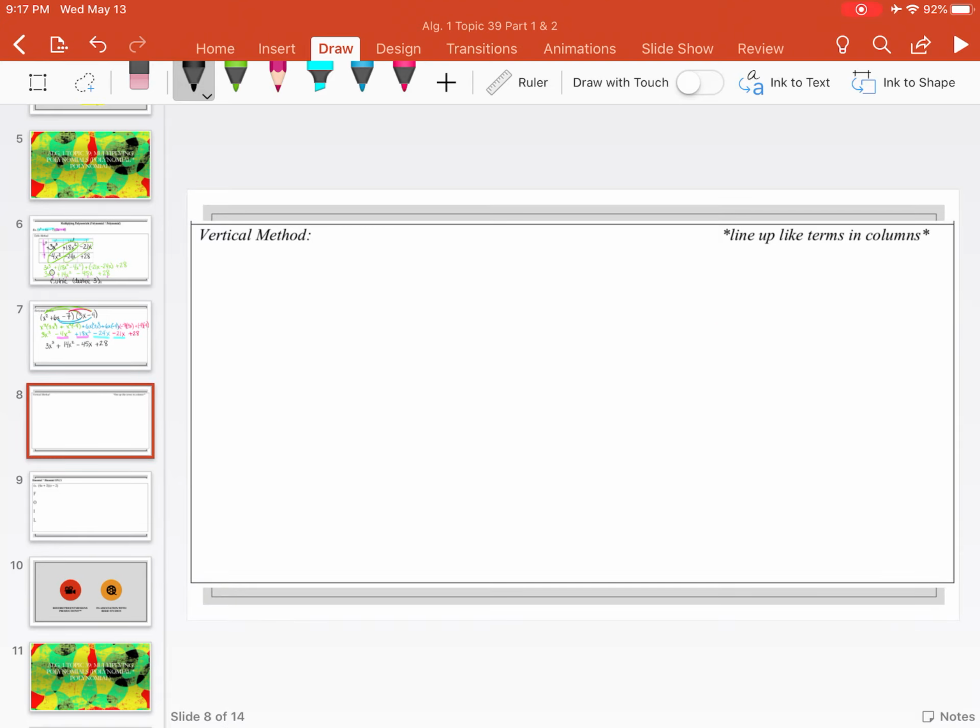Moving on, the last method is the vertical method. Think back to when you were in elementary school multiplying 3-digit, 4-digit numbers. That same process that you did back then, that's what we're going to use right here. First let's write down my 2 polynomials that I'm multiplying. X squared plus 6x minus 7. Now I'm going to line up the like terms in columns. I'm multiplying that by 3x, so I'm going to line it up under my linear column, minus 4.